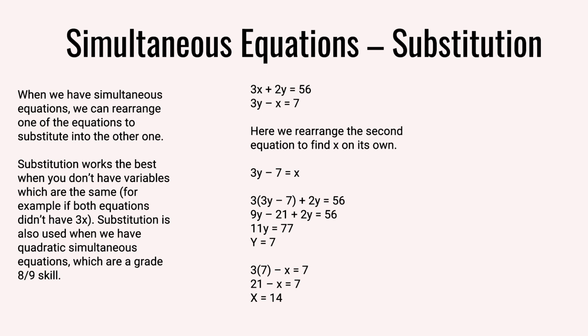Now, as we know the value for y, we can sub it in to any of the equations. We could do the first equation or the second equation. I've done the second equation because it gives us x on its own. So, we do 3(7) - x = 7, meaning 21 - x = 7, giving us x = 14.